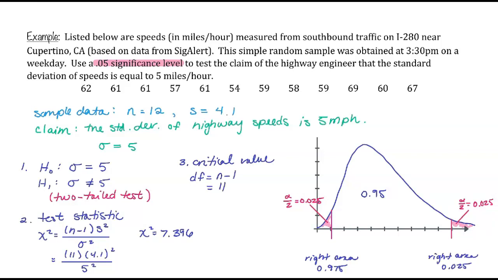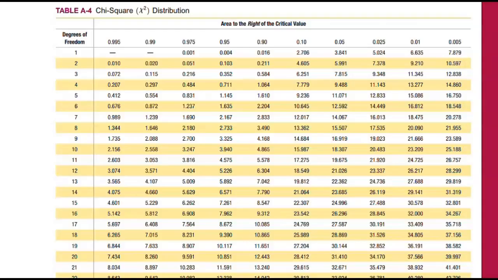Let's head over to our chi-squared distribution table. This time, our degrees of freedom is one of the options on the table, 11. Now we need to find the critical values that are associated with a right area of 0.975 and 0.025. Looking across the row with degrees of freedom 11, we find our two critical values. They are 3.816 and 21.920. Let's take those back to the example.